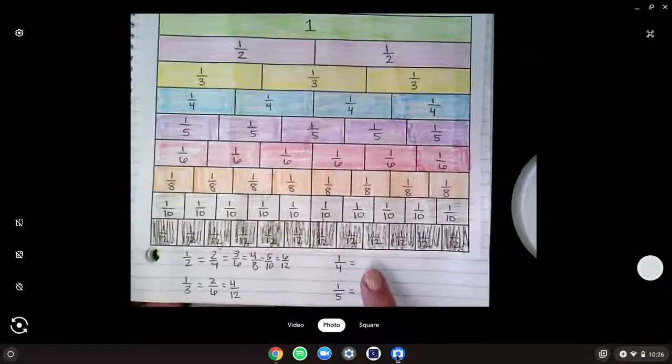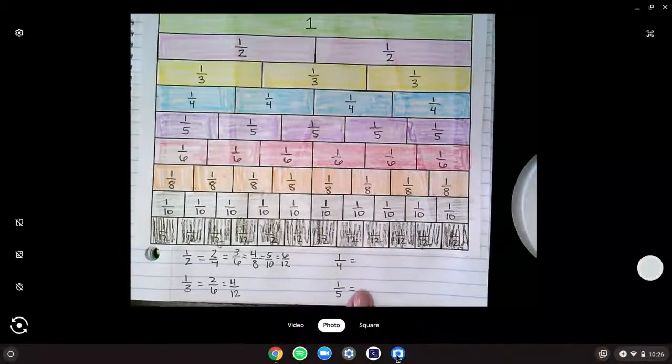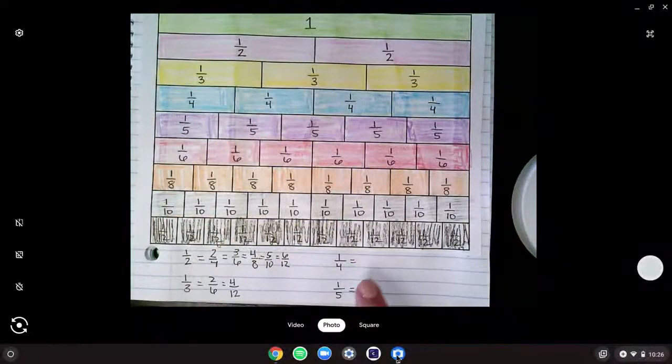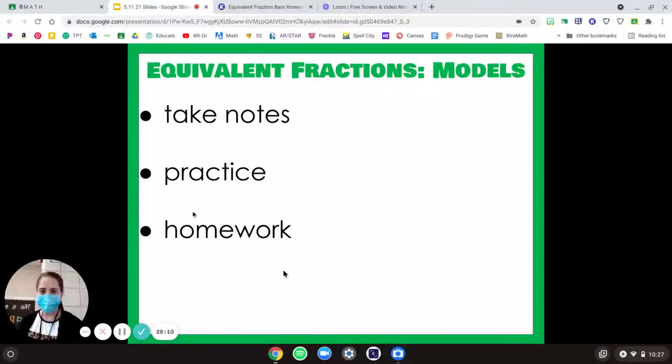I want you to try these next two, fourth grade friends. How many fractions can you find using the chart that are equivalent to 1/4 and to 1/5? How many can you find? Pause the video while you do that.